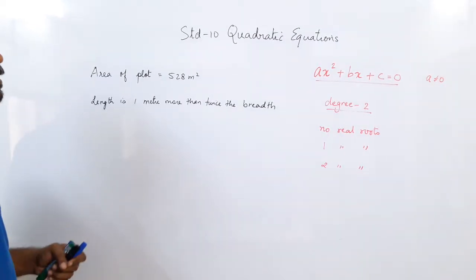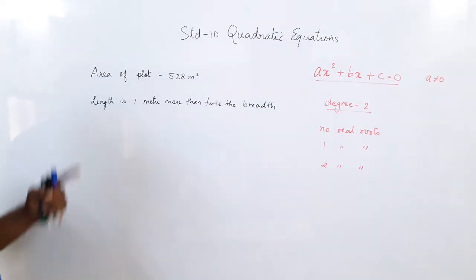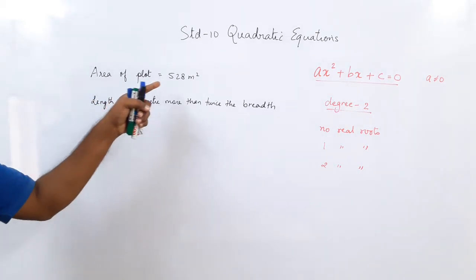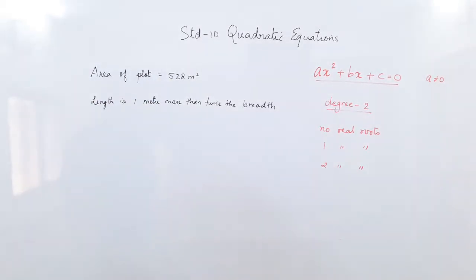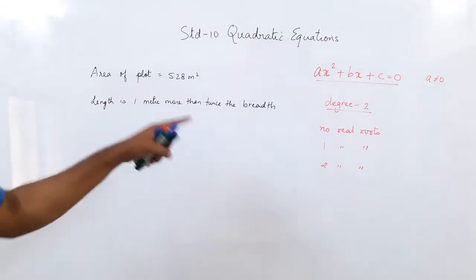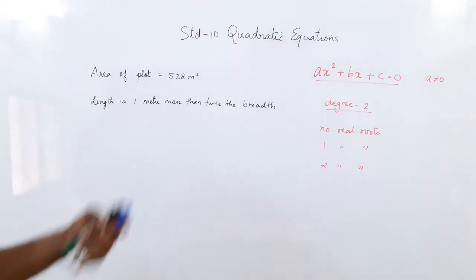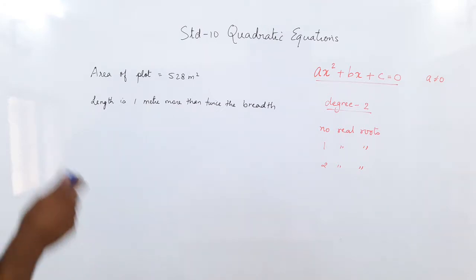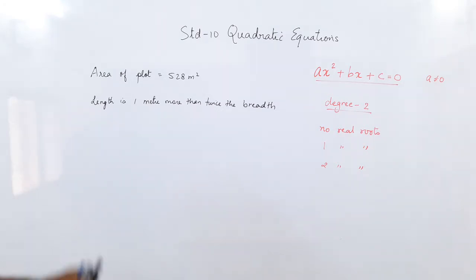Again, I tell you, a person went to see a plot and he remembered the area of the plot was 528 meters square and he remembered the length was 1 meter more than twice the breadth in meters. But he forgot what was the length and the breadth. Can we help him find the length and the breadth of the plot?